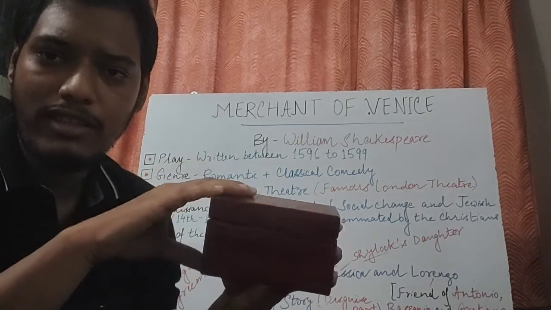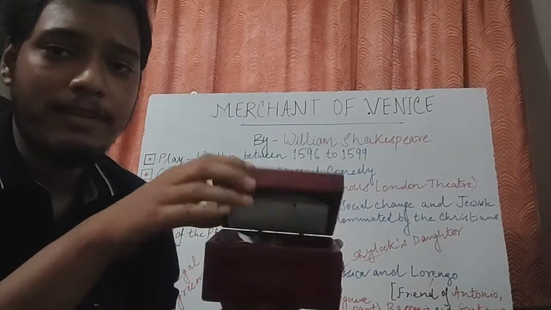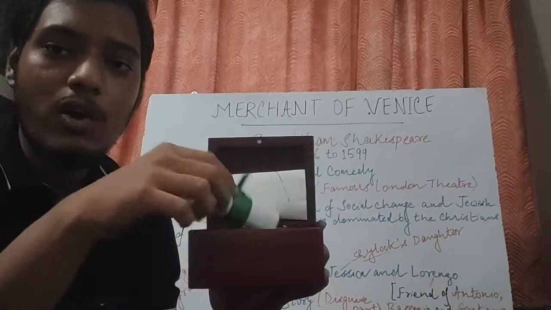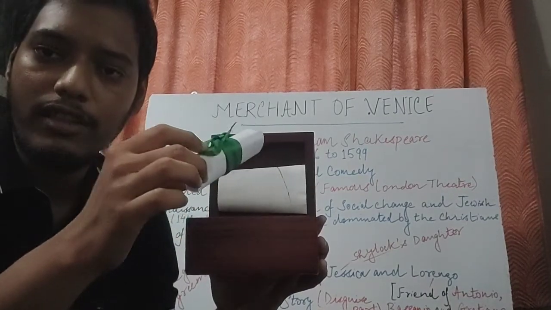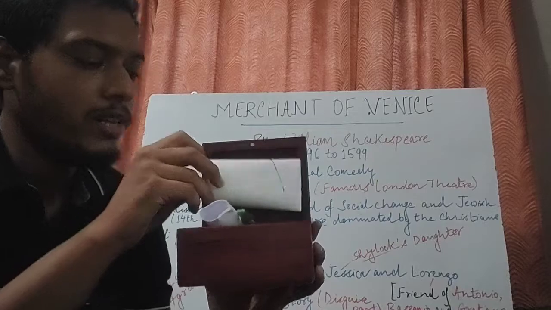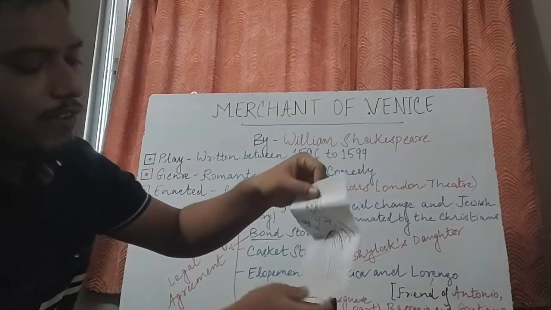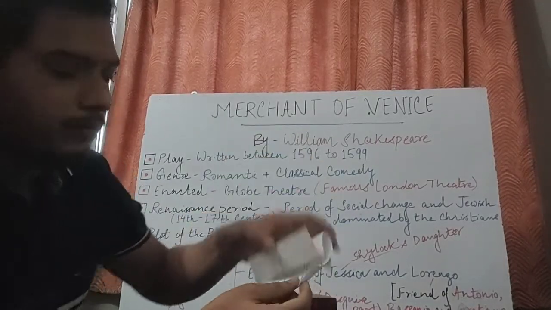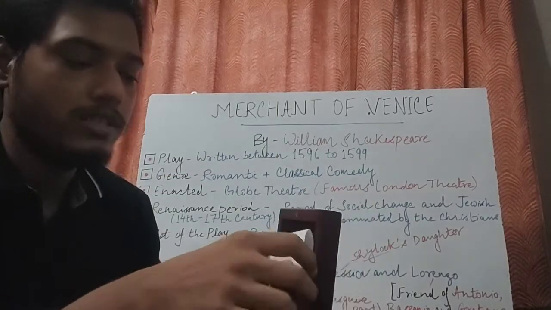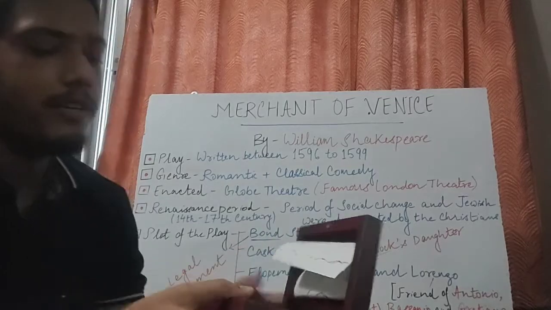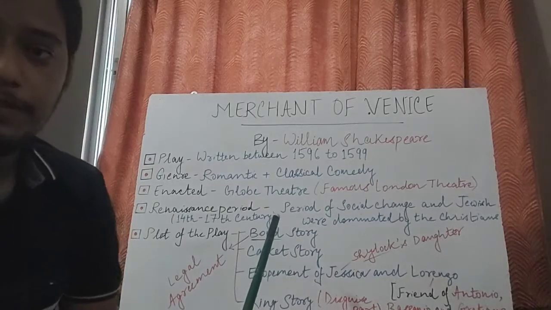Suppose this is the right casket. If a man comes and chooses the right casket, what will he receive inside? There will be a will which was left by Portia's father, and there will be an image of Portia. These two things the person who chooses the right casket will find. Alright, so this was the part of the casket.